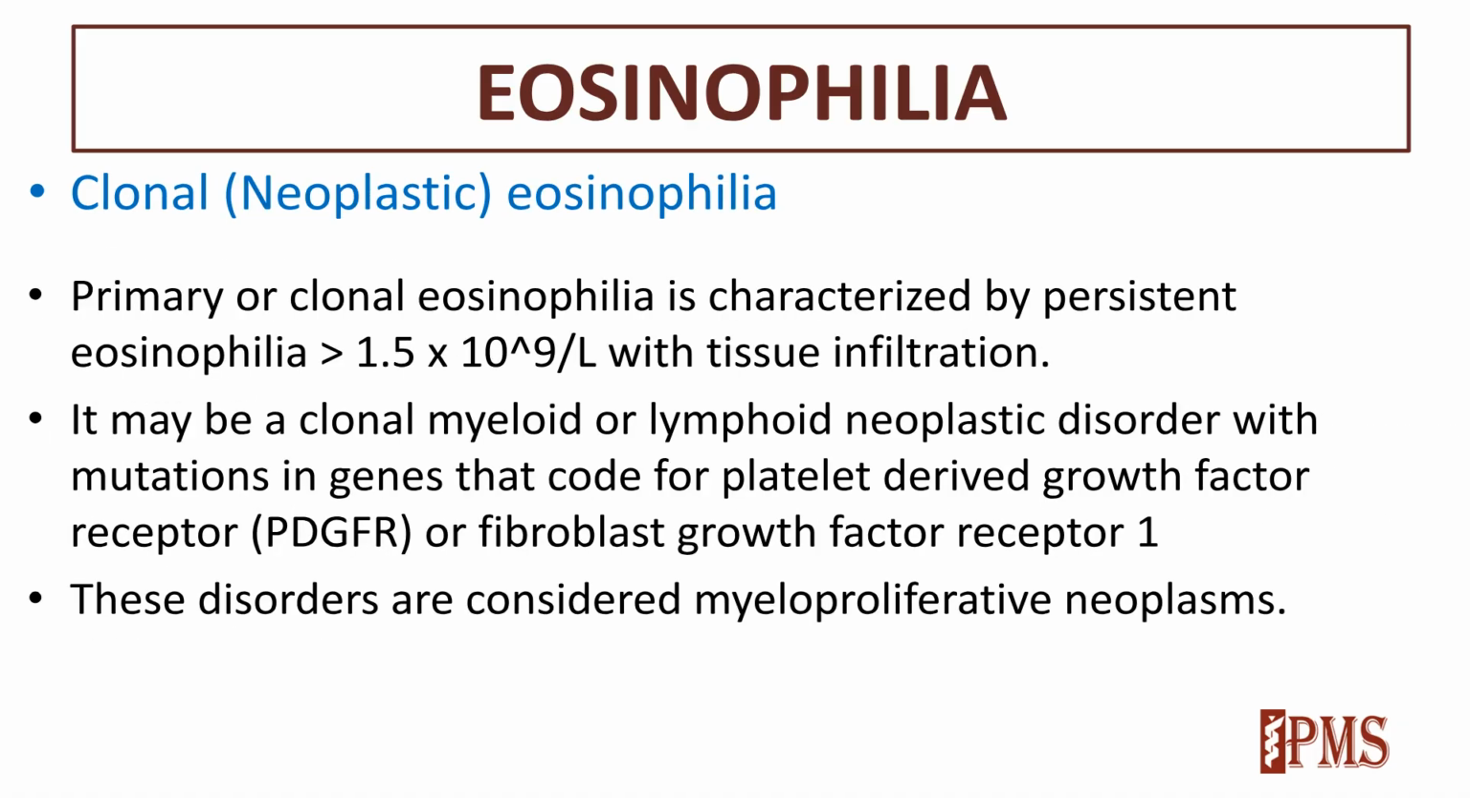Clonal or neoplastic eosinophilia is characterized by persistent eosinophilia greater than 1.5 times 10 to the power of 9 per liter, along with tissue infiltration. This can be a clonal myeloid or lymphoid neoplastic disorder, often involving mutations in growth factor receptor genes.